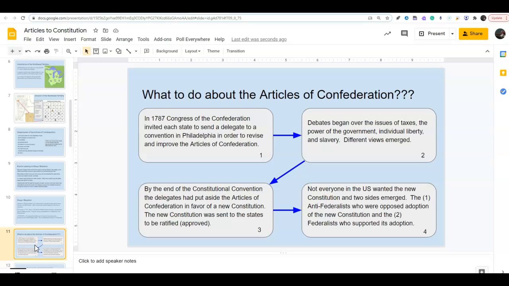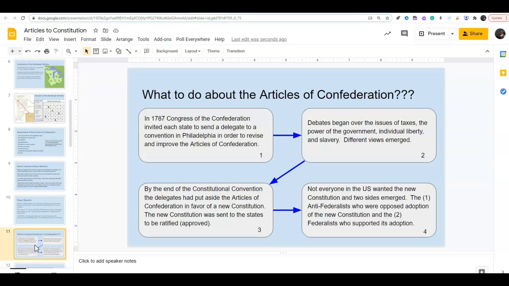By the end of the Constitutional Convention, the delegates had put aside the Articles of Confederation in favor of a new Constitution. The new Constitution was sent to the states to be ratified or approved. Then we get a whole other argument. Not everyone in the U.S. wanted the new Constitution, and then we have two sides that are going to emerge. The two sides were the Federalists and the Anti-Federalists. The Anti-Federalists were opposed to adoption of the new Constitution, and the Federalists supported it.